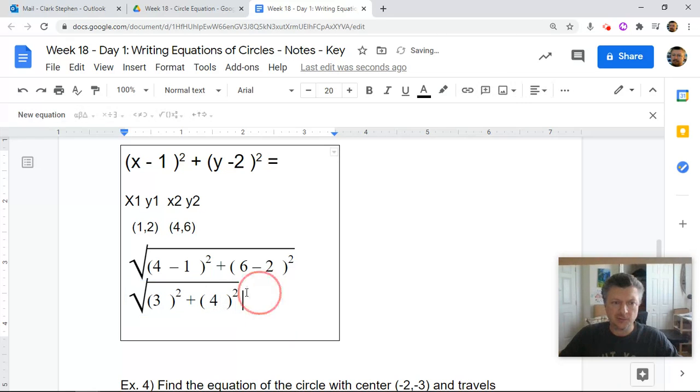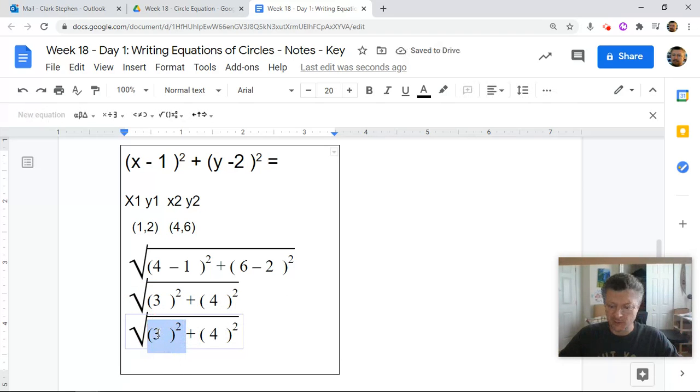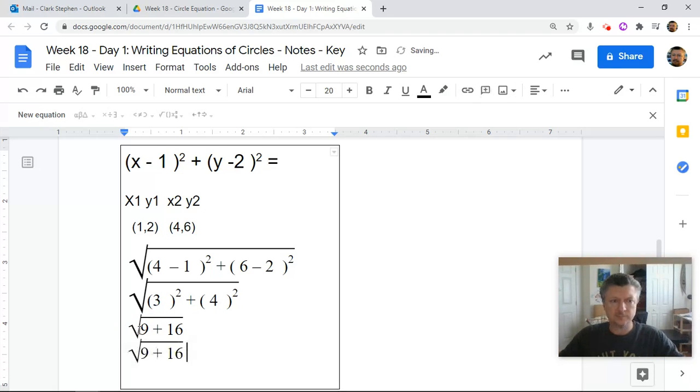All right, still solving. Copy that, paste that. 3 squared is 3 times 3, which is 9. 4 squared is 4 times 4, which is 16. Still going. 9 plus 16 is 25.